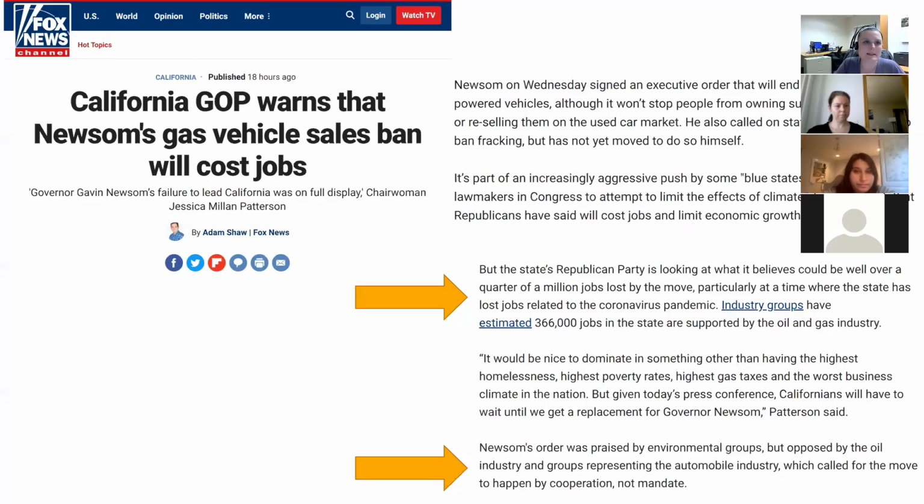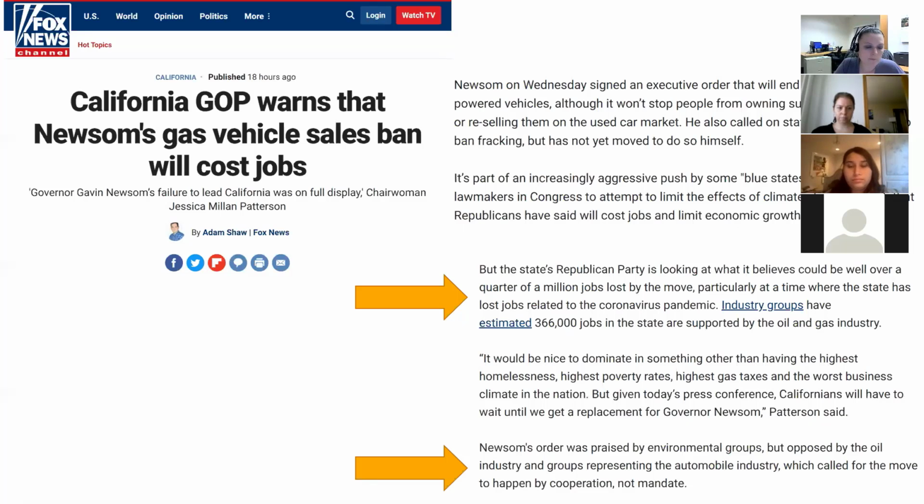So let's look at some examples of looking past the headlines. This article's headline focuses on the California governor's upcoming sales ban on gas vehicles, which are set to be phased out by 2035, so in 15 years. The article does define the basics of the ban, and that eventually people will only be able to buy gas cars on the used market, not new anymore. And this is from Fox News.